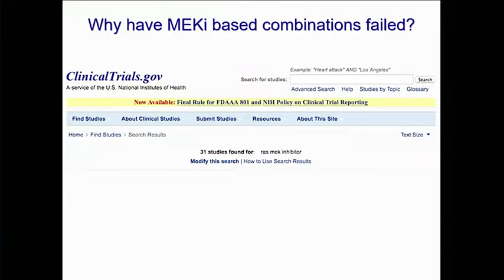So when we take a step back and look at why we have had such little success with our downstream targeting efforts in KRAS mutant cancers. When you do a search for RAS and MEK inhibitor, you see that there are about 31 studies that come up. There have been a tremendous number of trials that have combined a MEK inhibitor with a PI3 kinase inhibitor, with a CDK4/6 inhibitor, with a BCL-XL inhibitor. And time after time, so far, the data has been disappointing from these trials.